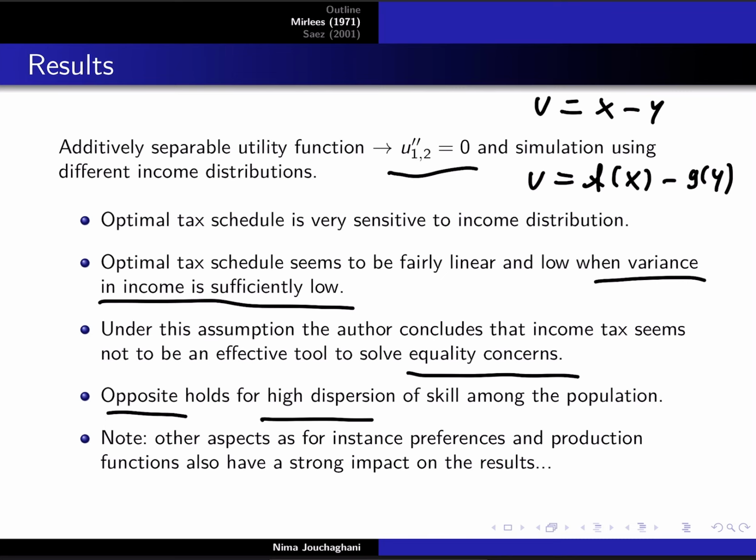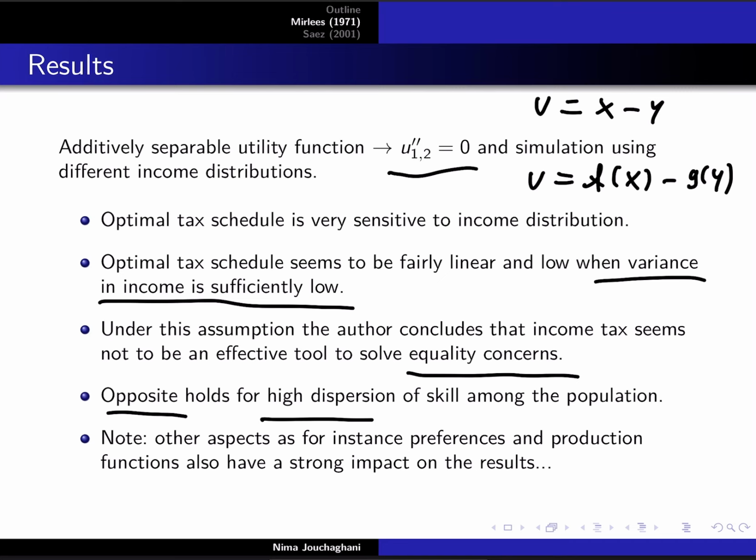In addition, one other thing which is important is that other aspects, as for instance the preferences, so the shape of the utility function, and also the production function, also have a very strong impact on the results. Depending on them, the optimal tax schedule is changing, and also the welfare function is changing. So a lot is changing when the primitives are changed here, and it's very unclear what is actually driving the results. So it's more showing that, okay, everything is possible in this model.